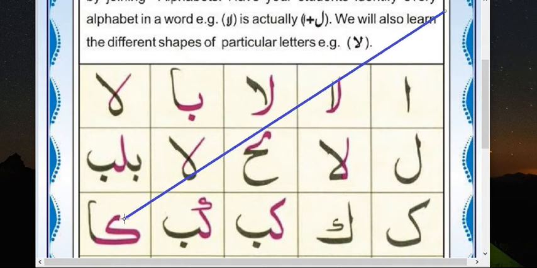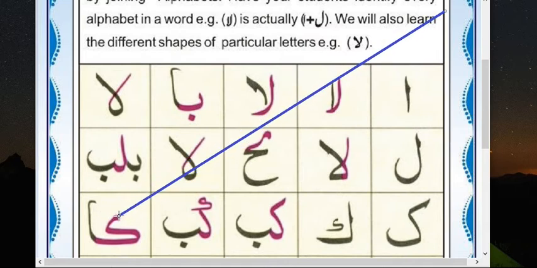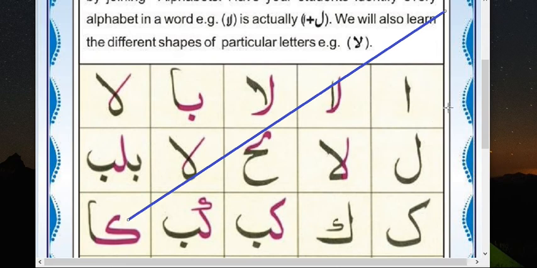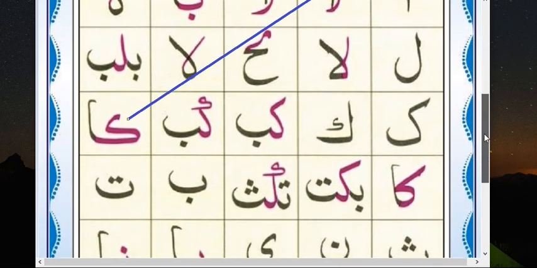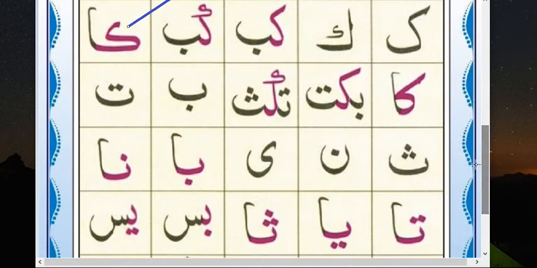Kaf, Alif. This shape of Kaf looks like Ya, but when Ya joins to the next letter, then Ya has 2 dots downside. So you must understand this is Kaf. Sometimes Ya has 2 dots downside, but sometimes Ya is empty. I will show in next letters. Kaf, Alif.